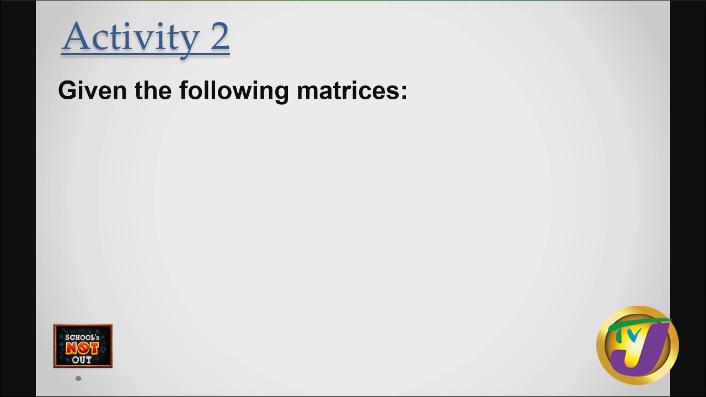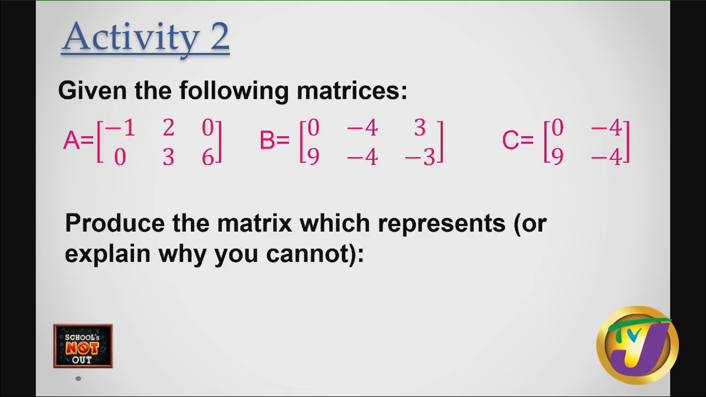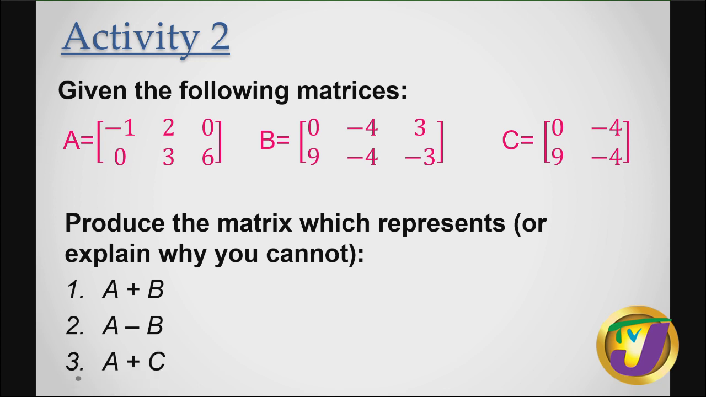So we're going to correspond the information that we got earlier to some questions. We have some matrices here, A, B, and C. Let me see if you have learnt anything that we spoke about earlier. I need you to write out the matrix which represents, or does not represent and tell me why, A plus B, A minus B, and then A plus C.